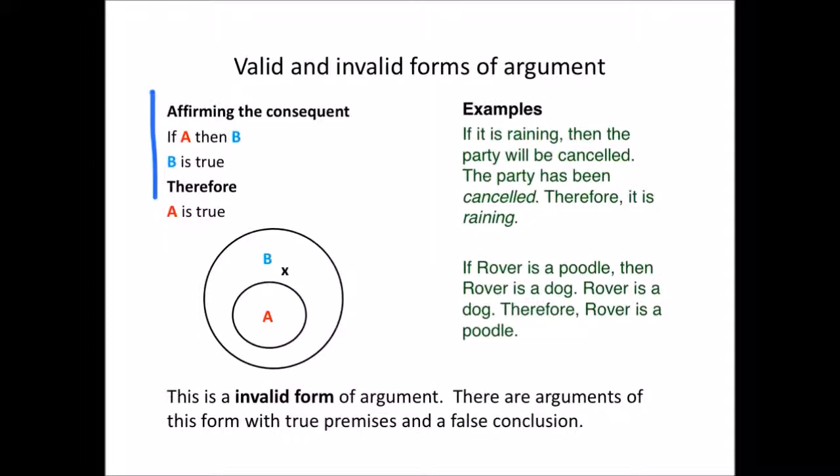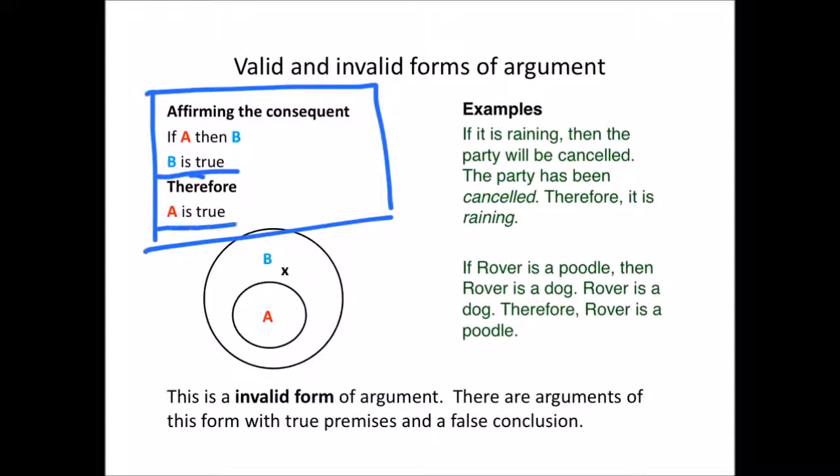However, you can have an argument fitting this pattern, which has true premises and a false conclusion. So this is not a valid pattern of argument. If A then B, B is true, therefore A is true. Well, here's the diagram again, representing if A then B. If a point's in A, then it's in B. But that obviously doesn't mean that if a point's in B, then it's in A. So this form of argument is invalid.